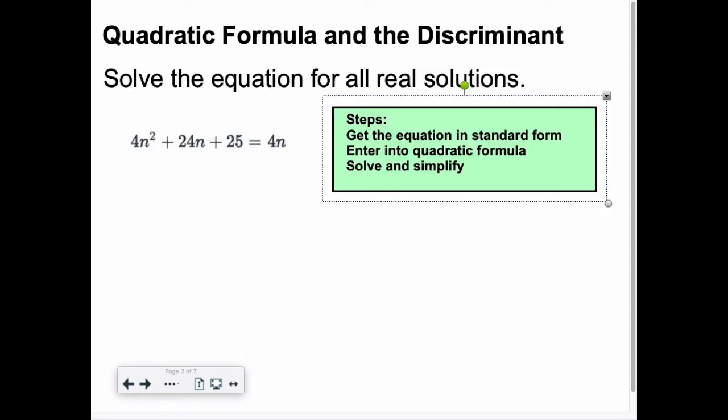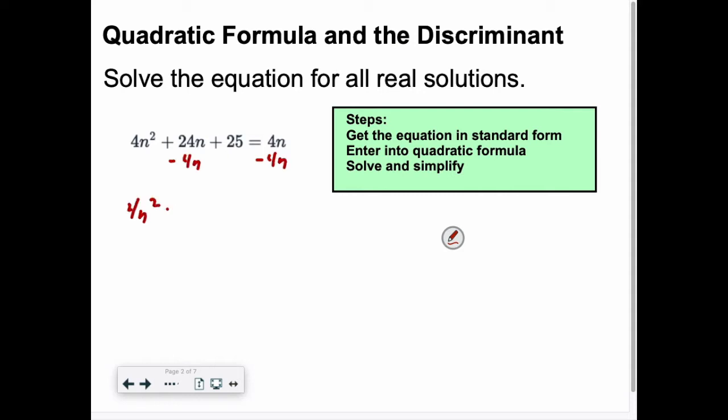So we're going to solve for all real solutions. And here's our equation. Well, it's not in standard form, so we're just going to subtract the 4n on both sides. 4n squared plus 20n plus 25 equals 0. Now it's in standard form. Now we can use the quadratic formula.